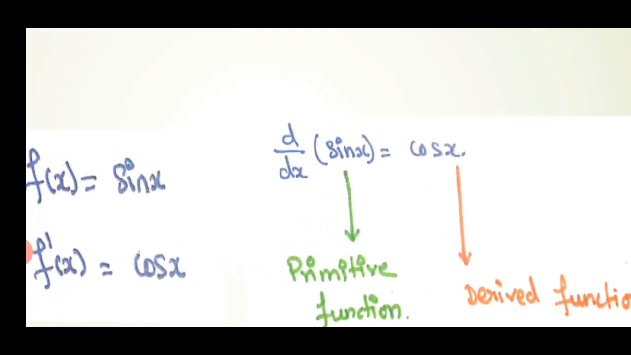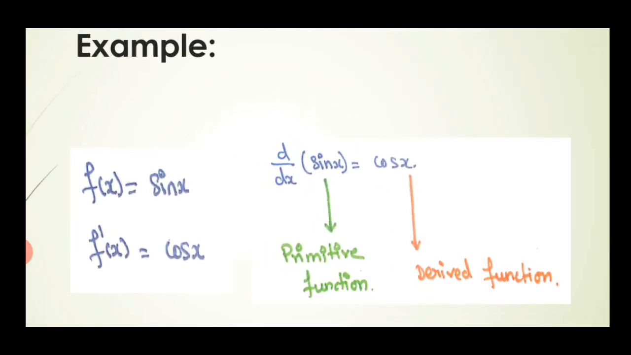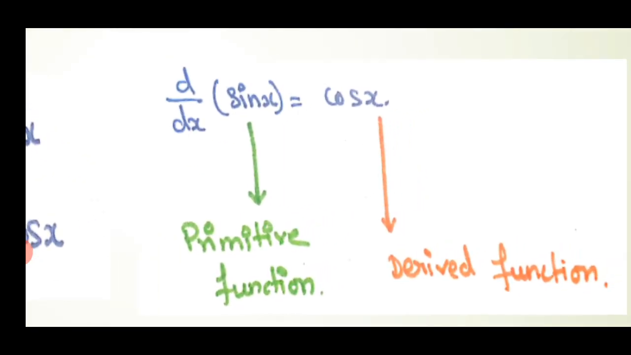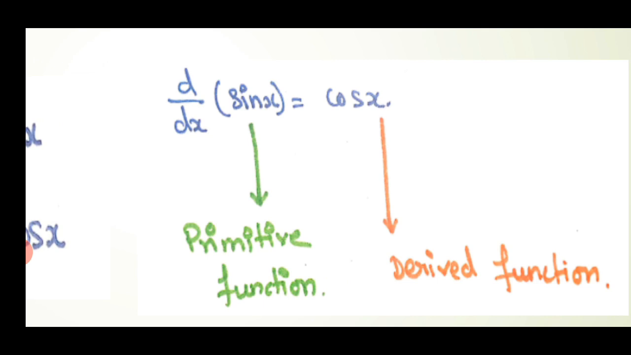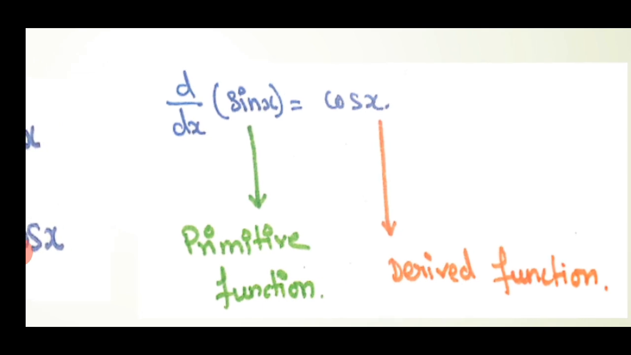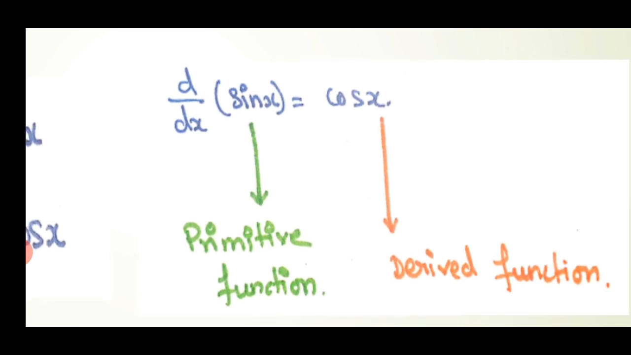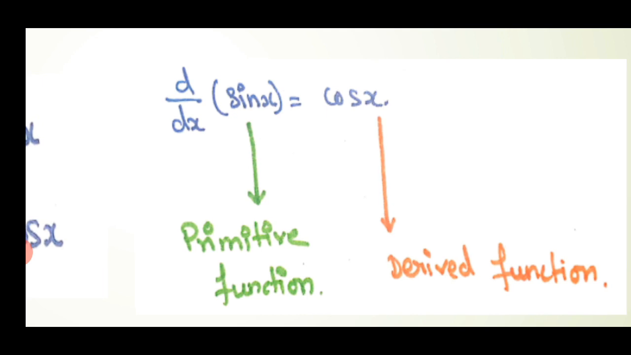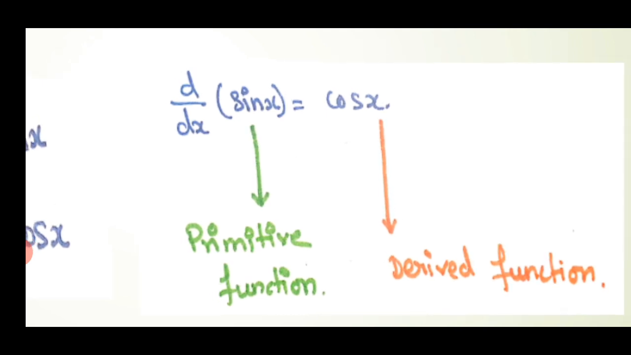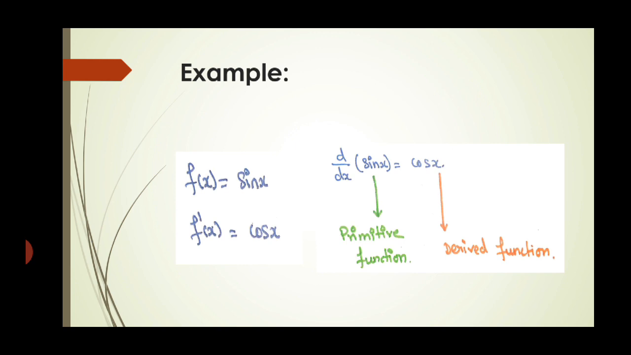In this d by dx of sin x equal to cos x, within the bracket you have sin x, and that is called the primitive function. The derived part, that is the answer part, cos x, is called the derived function. That's why we say the derivative of sin x is cos x.